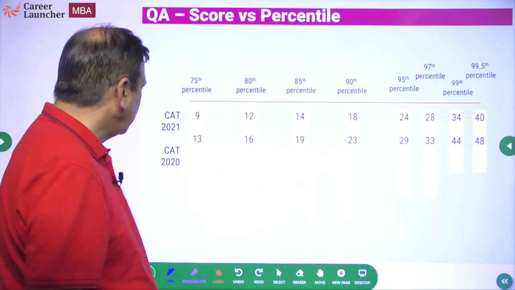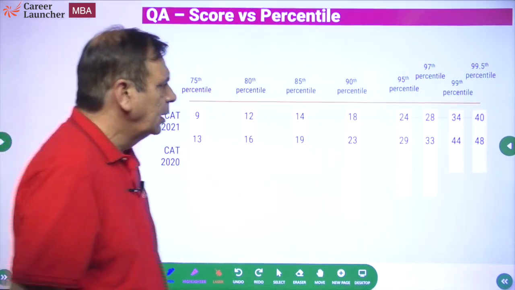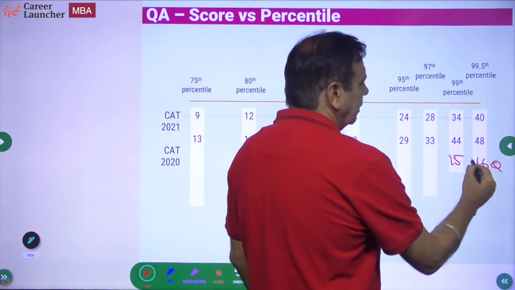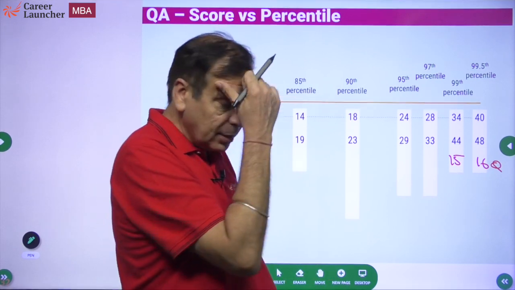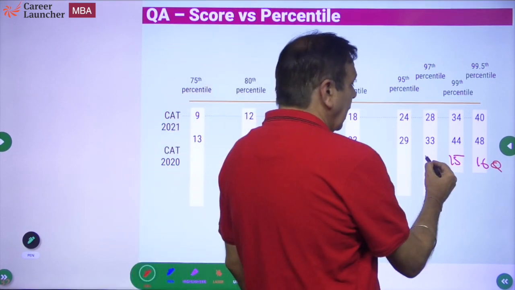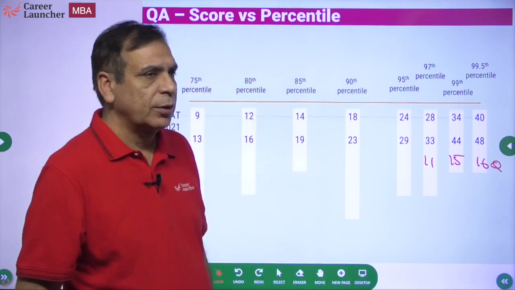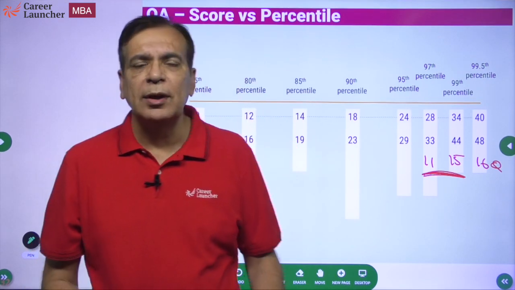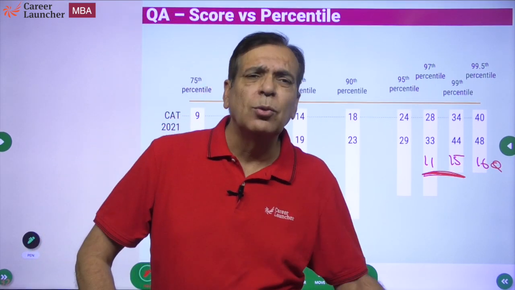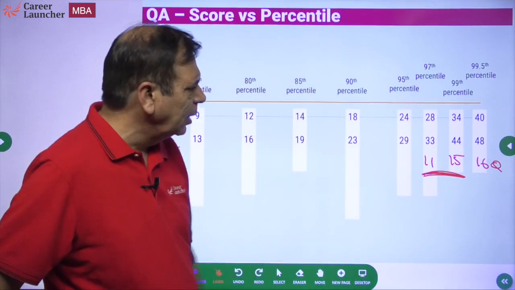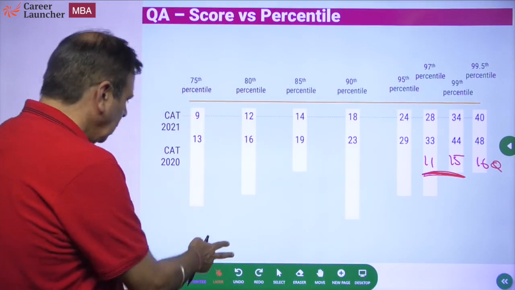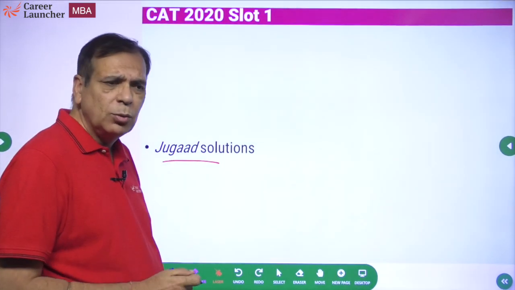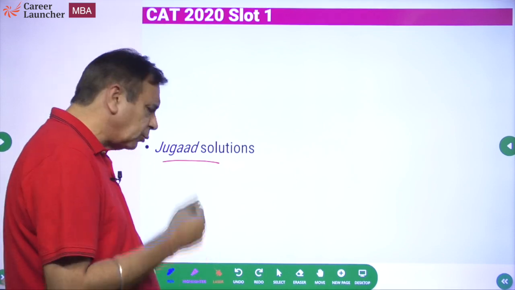Okay. And to remind you, CAT 2020 paper, 99.5 percentile was 16 questions. 99 was 15 questions, and 97 was 11 questions. And by and large, I am saying we can come up to this level without any problem using just the Jugaad solutions. And yes, if you do a few easy questions yourself, you can easily get to a 99.5 plus. So, let's try the paper. We'll look at the Jugaad solutions, and some of the questions we'll do by easy methods also, of CAT 2020 slot 1.